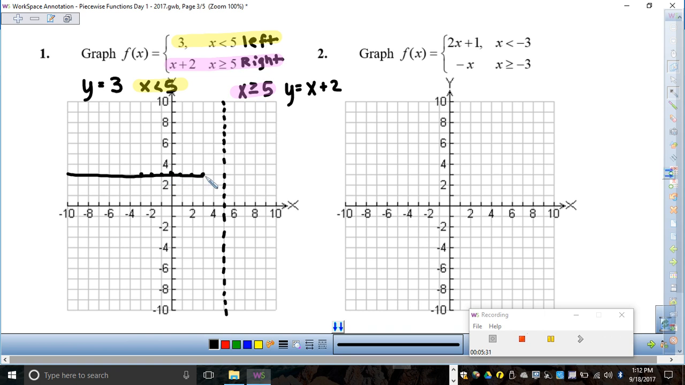But our line is going to stop right here at that boundary line. I'm actually going to put an arrow over here on that left side to show that it continues forever in that direction, but it stops here at x equals 5. When x is greater than or equal to 5, so all of these x values down here, we're graphing the equation y equals x plus 2. Let's write down a few characteristics about that line. Our slope is 1 and our y-intercept is 2.